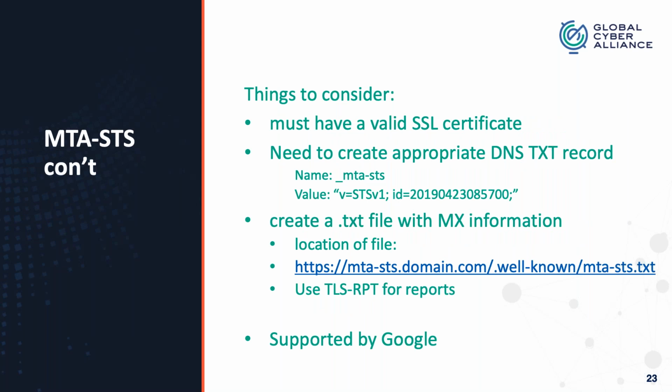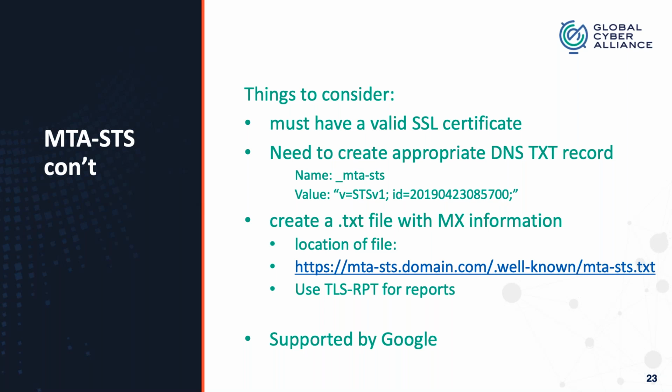So things to consider with MTA-STS: you must have a valid SSL certificate, right? So you have to have one that's associated with your domain. You need to create the appropriate DNS TXT records, so the name _mta-sts, value v=STSv1; id= and then a unique ID. So it's to be numbers with a semicolon, right? And on top of that, not only are you creating DNS records, you also have to have a text file in the appropriate location. And that text file is where you're defining what your MX records are, right?